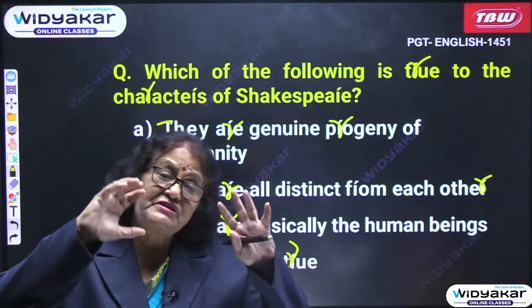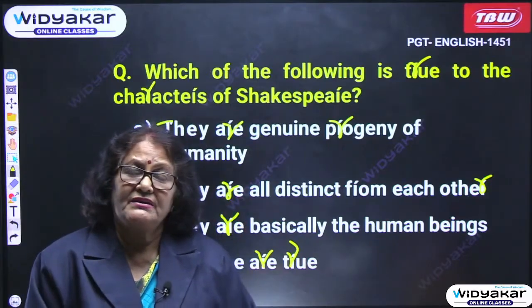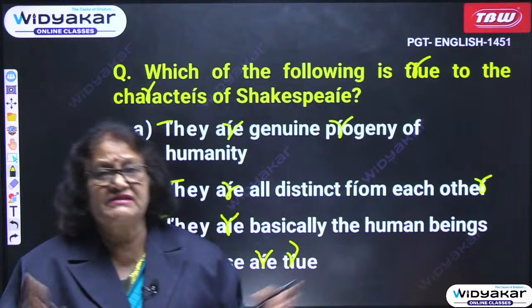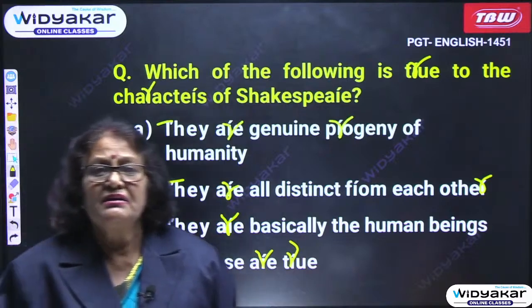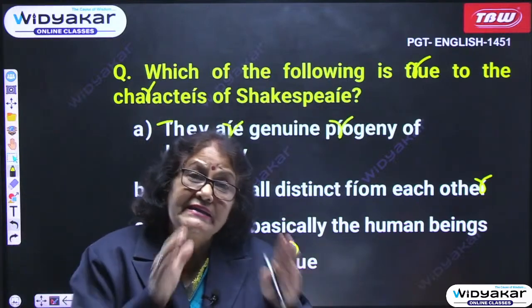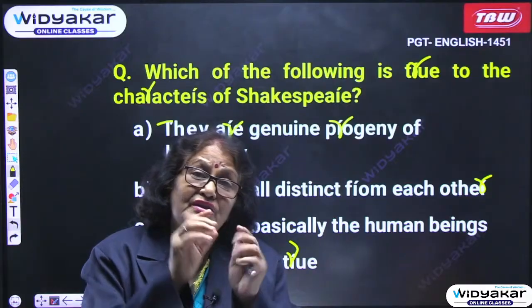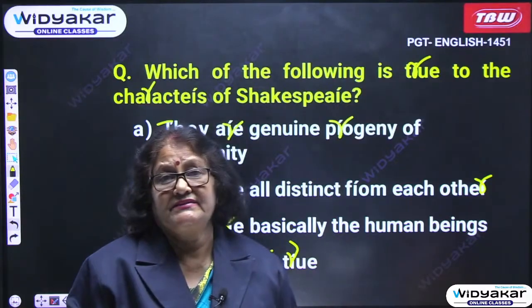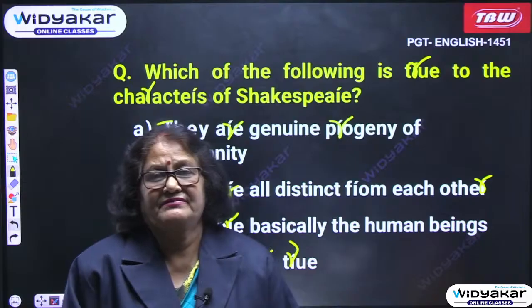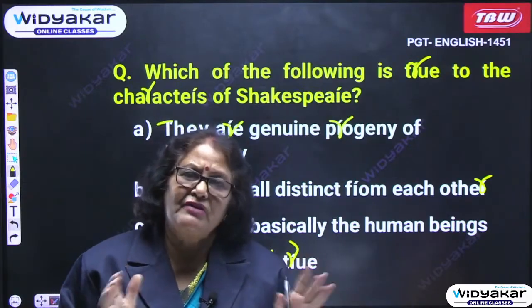They show universal passions: jealousy, anger, love, indecisiveness, ambition. Yet they are also individualized. They are not types. Types or individuals, what do you mean?